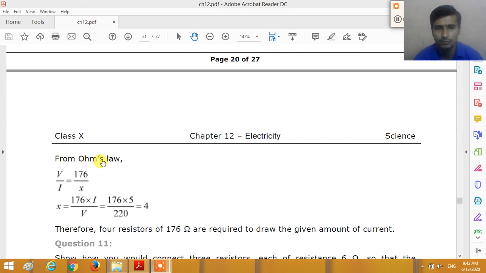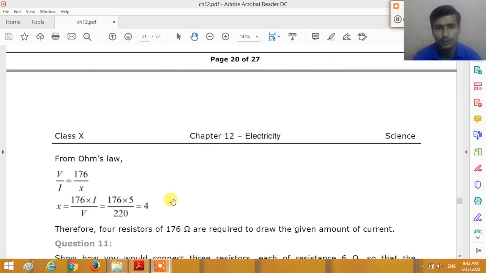According to Ohm's law, this equivalent resistance 176 by x is equal to V divided by I. So from this, the number of resistors x is equal to 176 multiplied by I divided by V. Here the electric current is 5 ampere and the potential difference is 220 volt. If we calculate this, we get the answer 4. So that's why 4 resistors of 176 ohm are required to draw a current of 5 ampere on a 220 volt line.